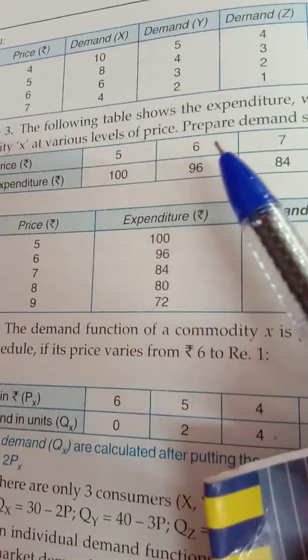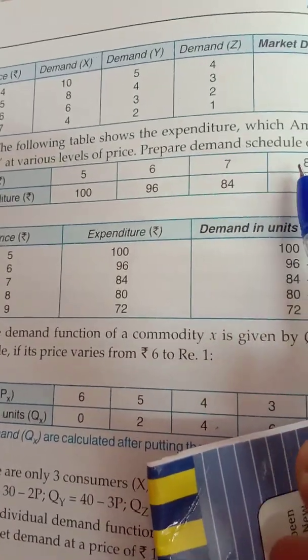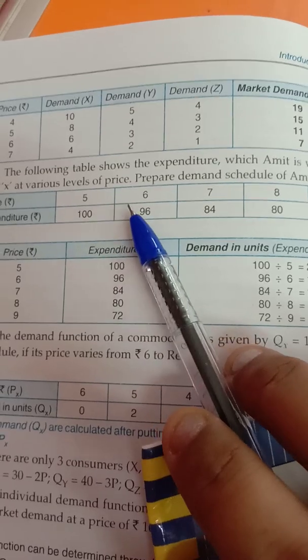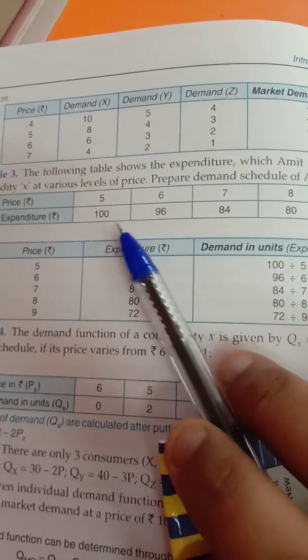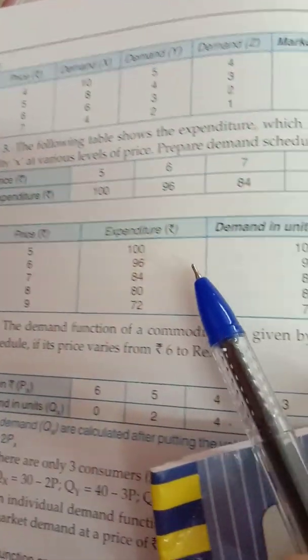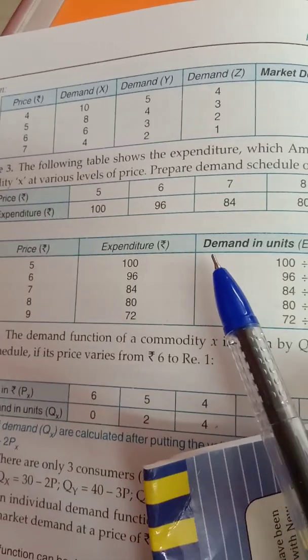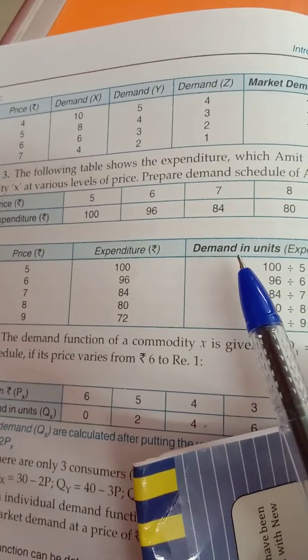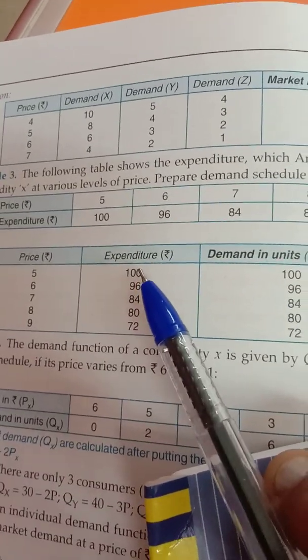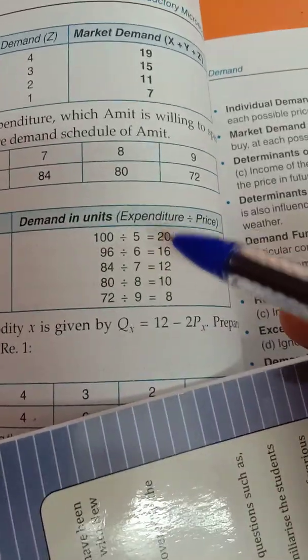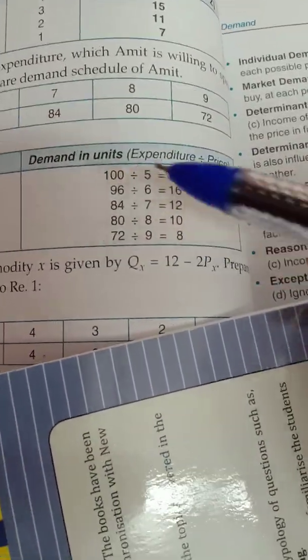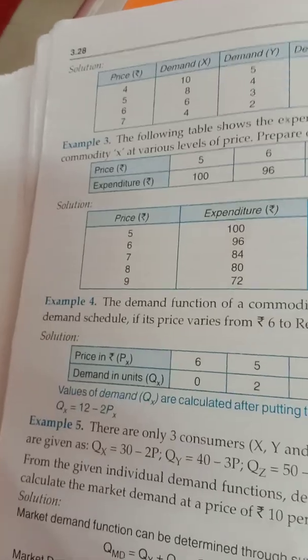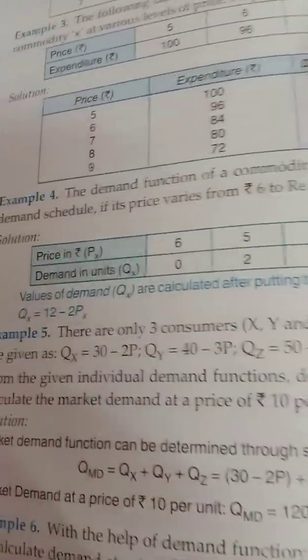Now the third question: the following table shows the expenditure which Amit is willing to spend on commodity X at various price levels. Prepare the demand schedule of Amit. So that is the price, and that is the expenditure, and you have to calculate the demand. You can calculate the demand for particular units by dividing expenditure by price. Then this is the quantity in units, in terms of demand, that you can calculate. So this type of numerical can come.